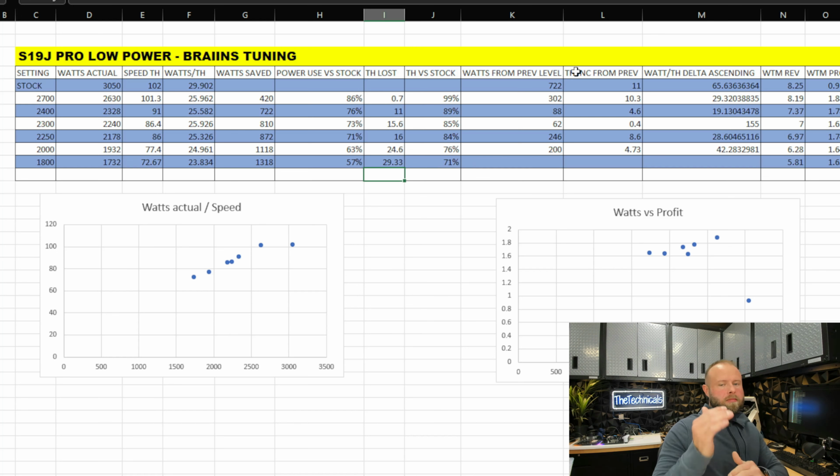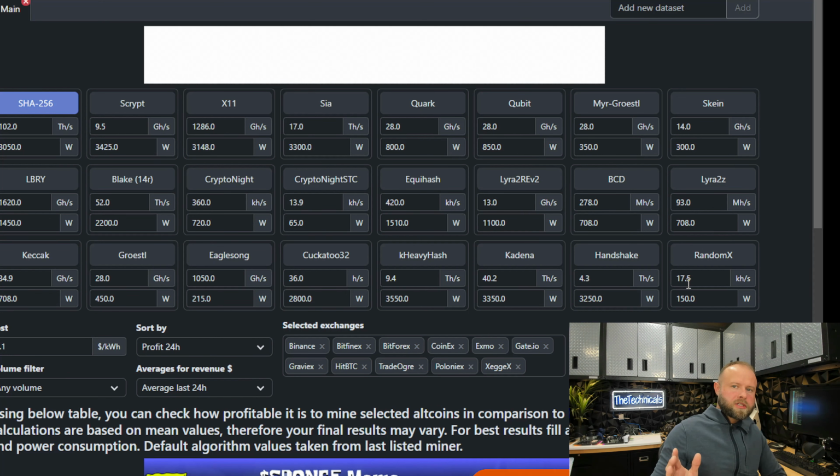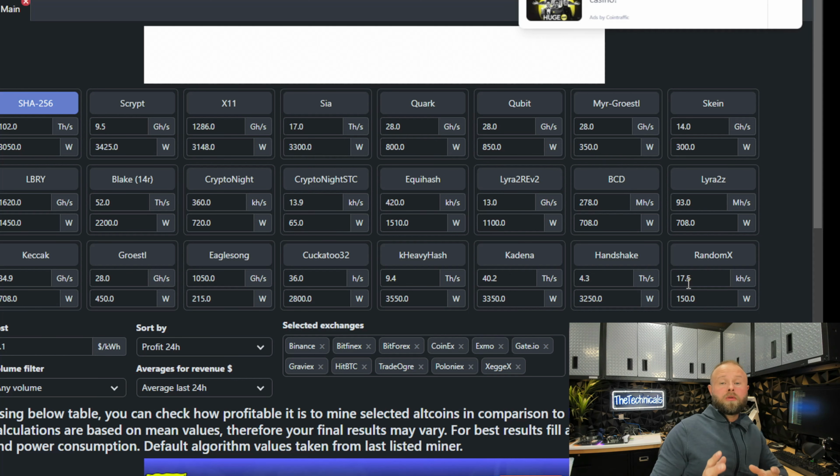Over here we go back up, sort of an ascending thing. So watts from previous level, from the 1800 setting up to the 2000, the actual wattage used at the 2000 setting in the auto tuner was using 200 additional watts and it was yielding an additional 4.73 terahash. So the watt per terahash delta is 42 watts per terahash. If you compare that to the overall efficiency of the machine, it seems like it's not worth it to throw in that extra 200 watts. That's the data I was really going for, is how much extra can I tweak out of it to make it worthwhile. In the end, does the efficiency matter that much more than what you're actually yielding?